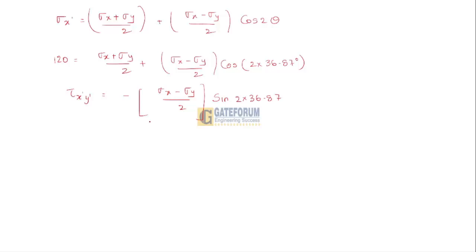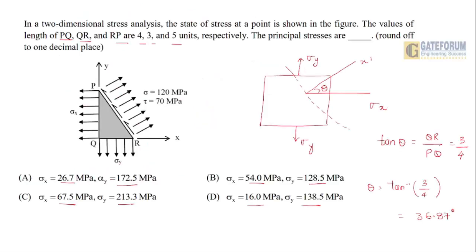So obviously when you are solving these equations, right, both equations you should get sigma x value and sigma y value. Solve it, you should get around 67.5 megapascal and 213.3 megapascal. But this will be the answer here. So option C will be the right answer for the given question.